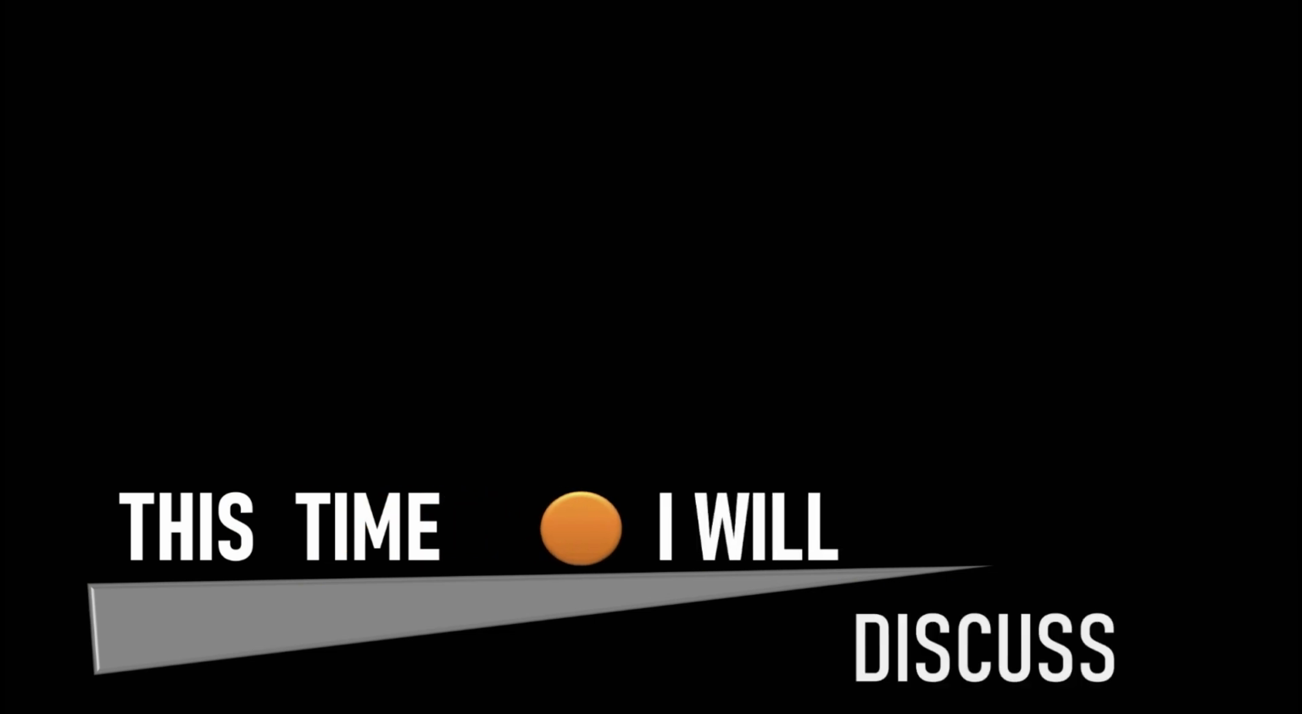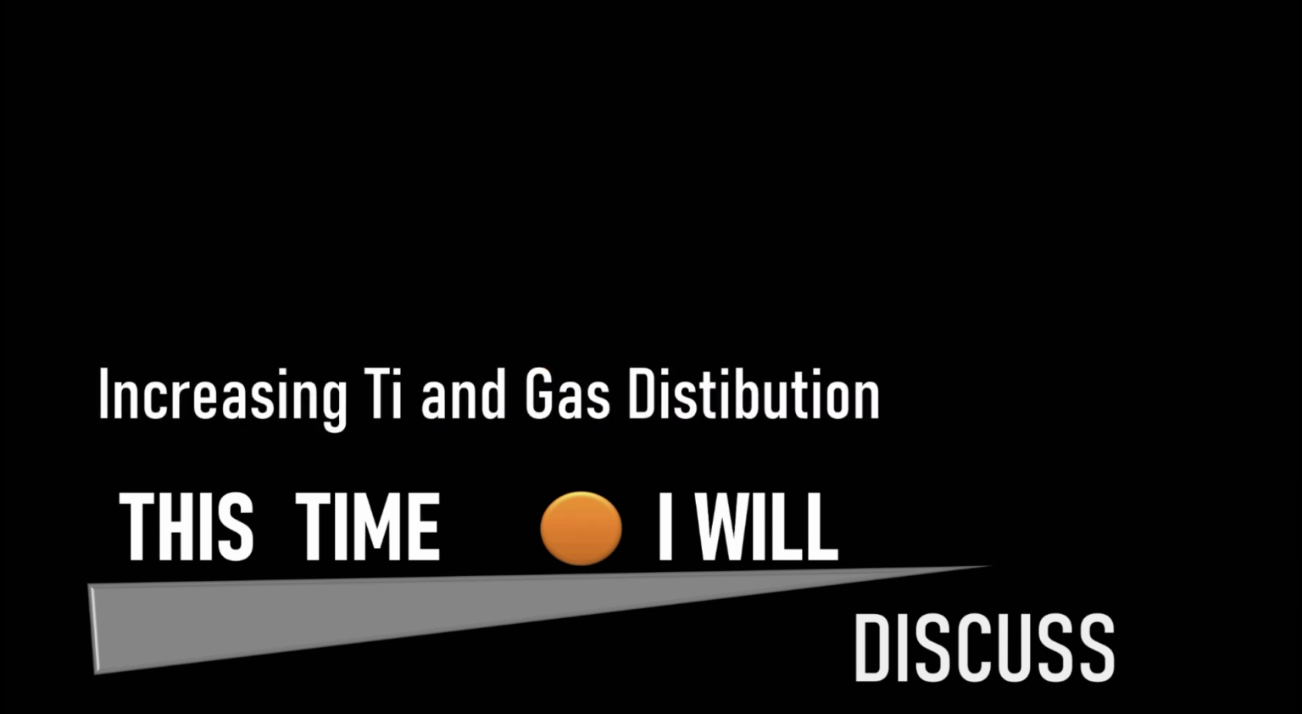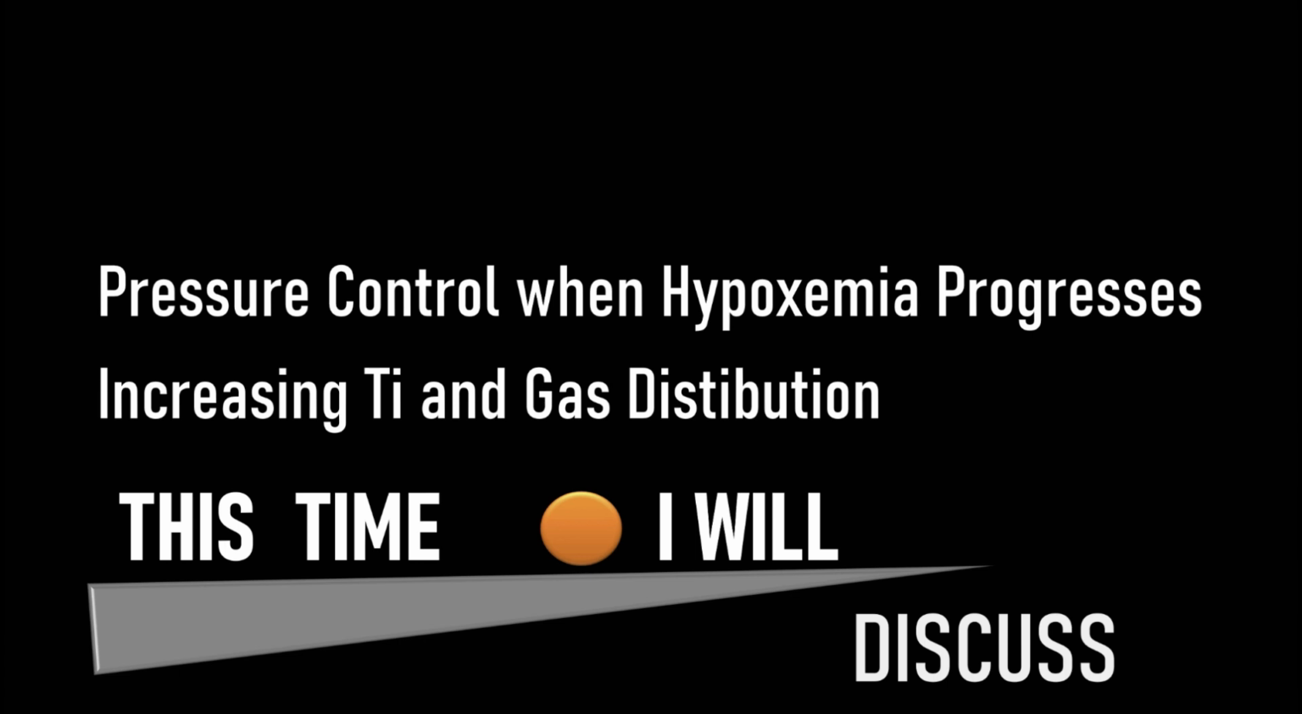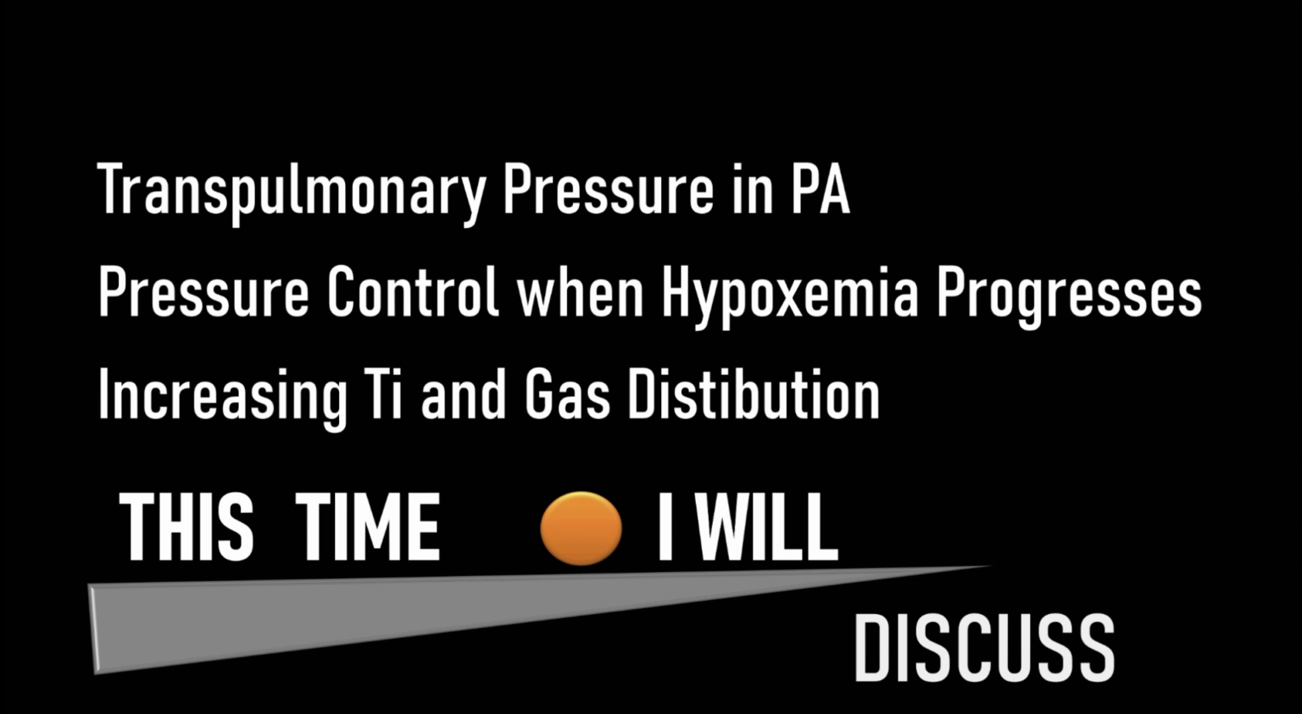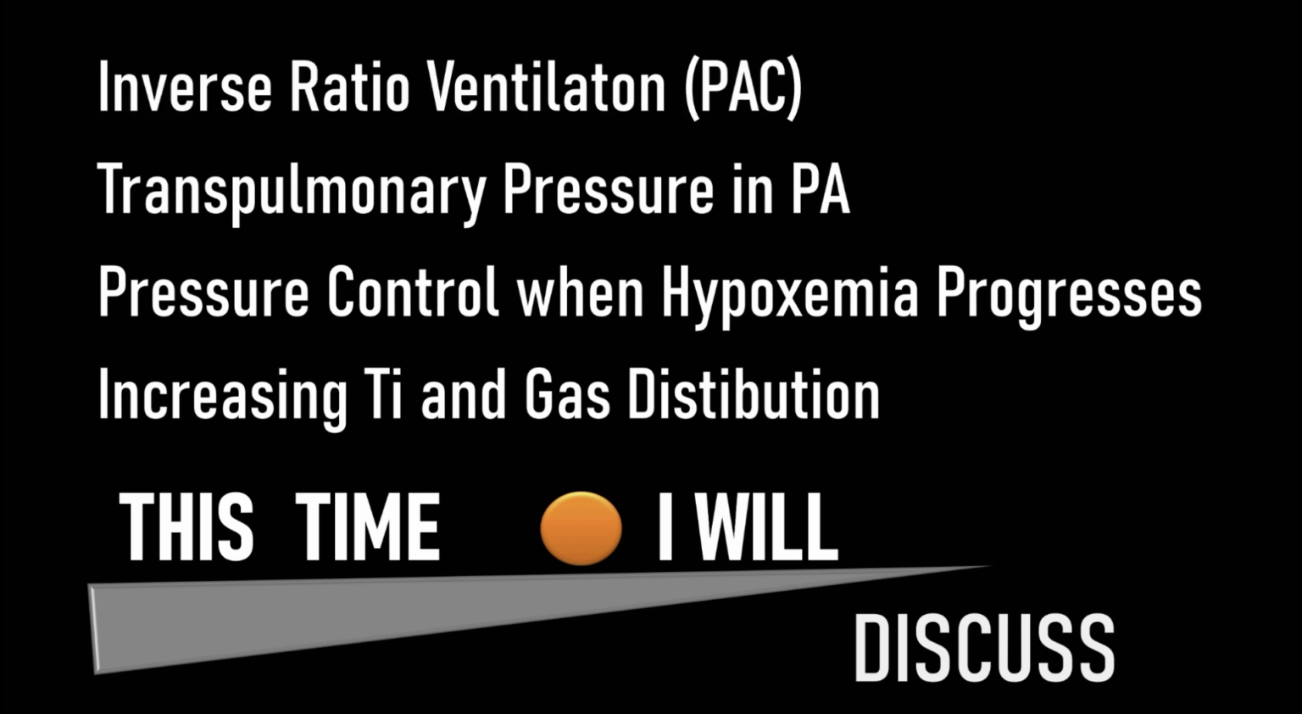This time we're going to talk about the patient with acute hypoxic respiratory failure and how they can be managed on pressure control ventilation. We're going to talk about increasing the inspiratory time and the gas distribution effects of this, and also the effects on airway resistance. We're going to talk about pressure control when hypoxemia progresses. I'm going to introduce the problem of transpulmonary pressure in pressure assist, and then we're going to discuss inverse ratio ventilation in the setting of pressure assist control.